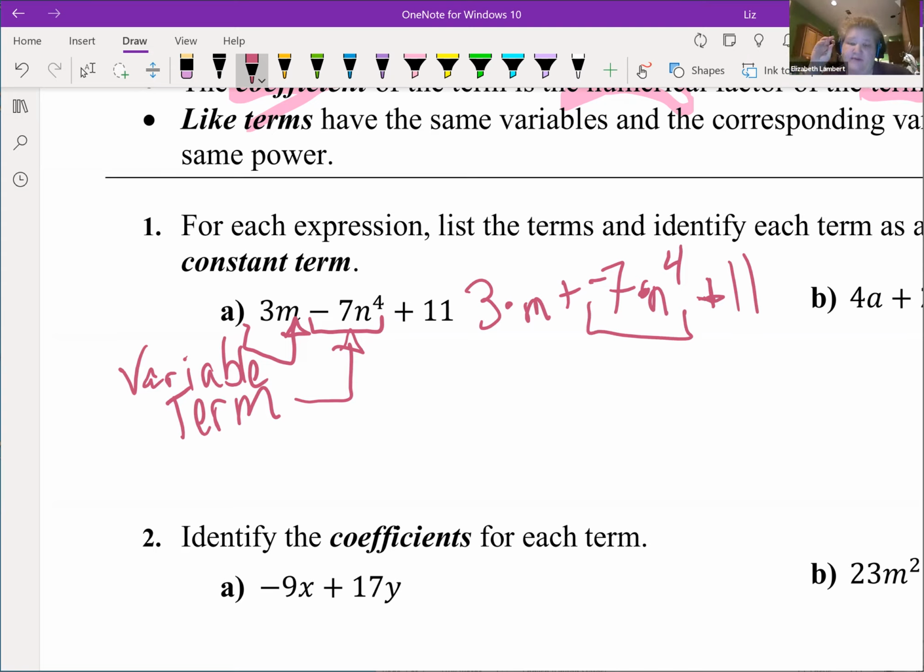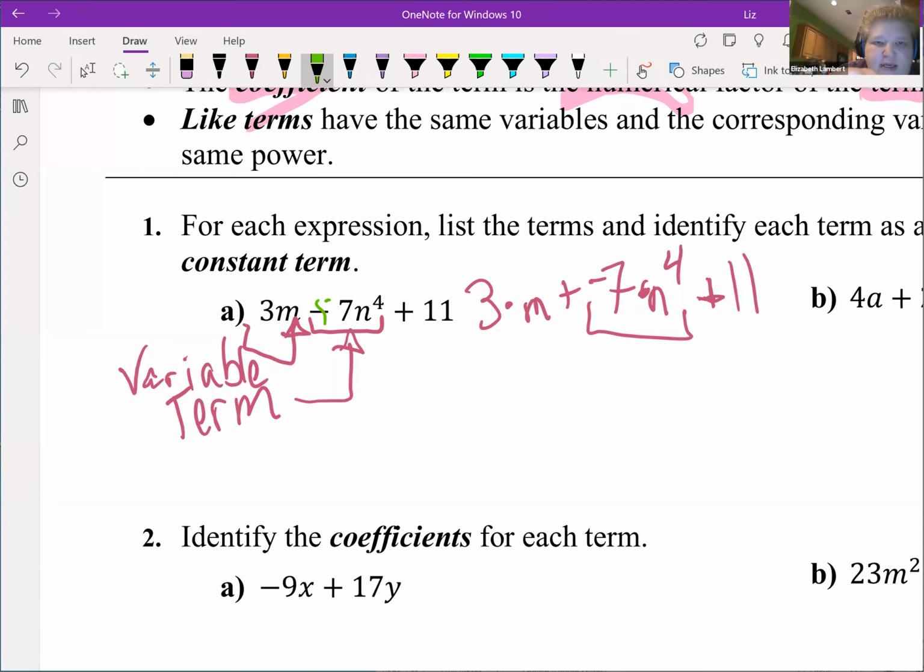If I picked up -7n to the 4th and rearranged it, it would be equivalent to what I started with here. But if I just picked 7n to the 4th and moved it, I haven't preserved the subtraction that was written there. So be very careful with your subtraction and moving stuff around. That's one of the mistakes people make a lot in moving stuff around in equations. So just, if it helps you, anytime you have subtraction, just change it right away to plus a negative. I did that for years.